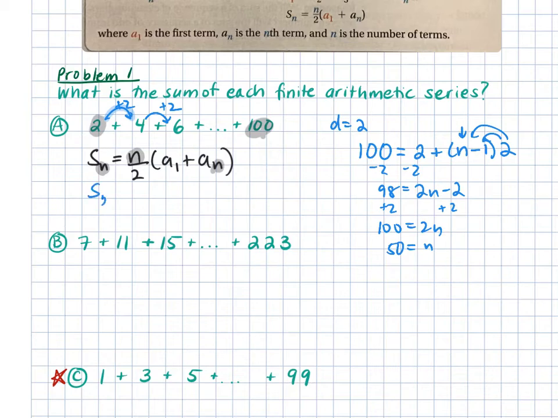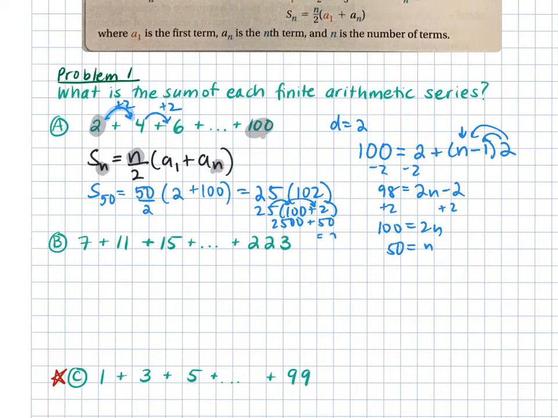Okay, so we figured out what n was. So S of 50 is 50 divided by 2 times the first term, which is 2, plus the last term. So this is 25 times 102. And luckily this time I have my calculator, although we could figure that out. 25 times 100 plus 25 times 2 is 50, so 2500 plus 50 is 2550. We didn't need a calculator. But you can use a calculator, and I have one this time.